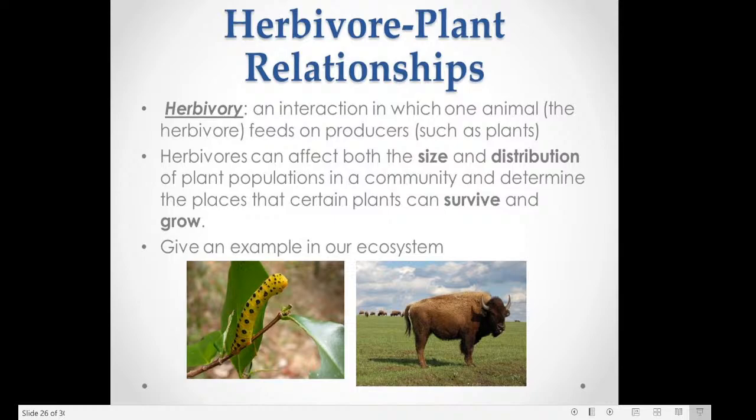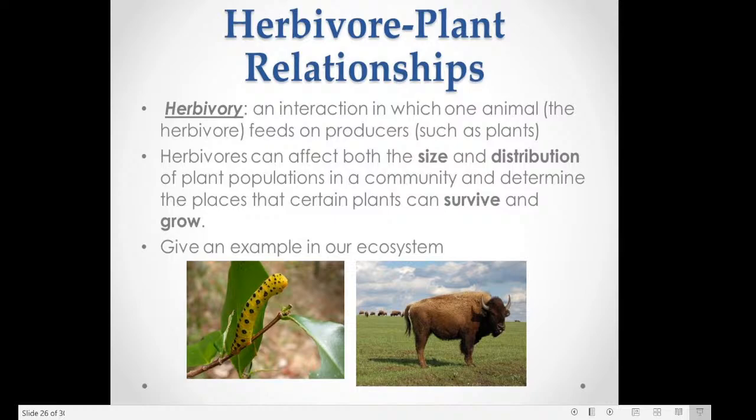Herbivores can affect both the size and distribution of the plants in a particular community, and which plants can survive and grow. For example, in South India you can see the Adhatoda plant. That plant is small, and animals do not eat it because goats specifically do not eat it. That is Adhatoda vasica.